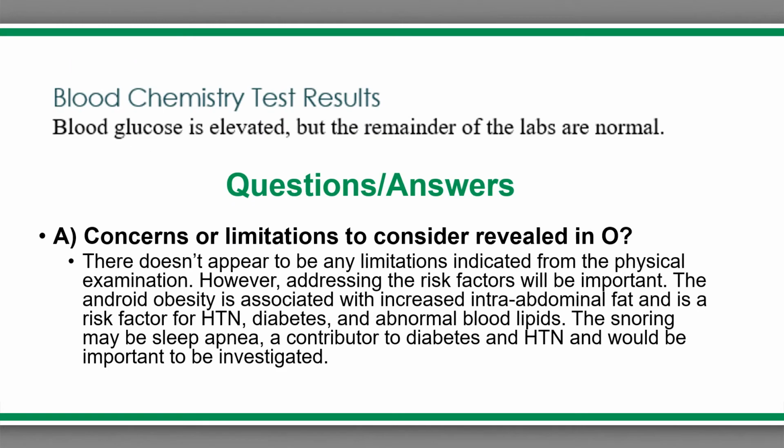We know the only chemistry that was done was her blood glucose. It's a little elevated. We don't know to what, but it says it's elevated, and the remainder of the labs are normal. So with that, are there any concerns or limitations to consider revealed in the objective information? There doesn't appear to be any concerns or limitations.